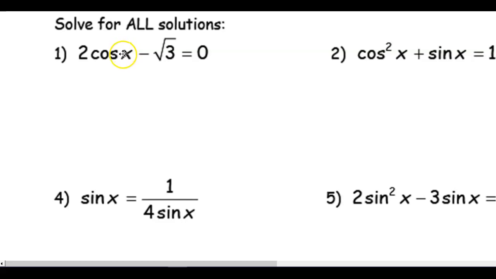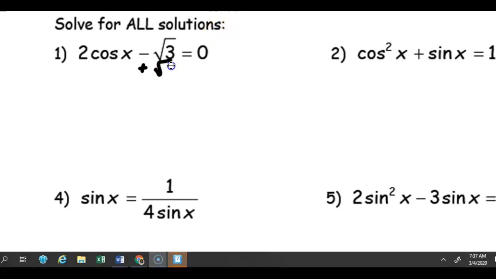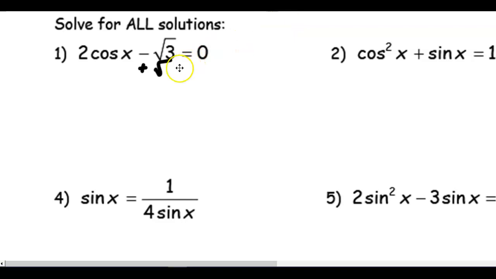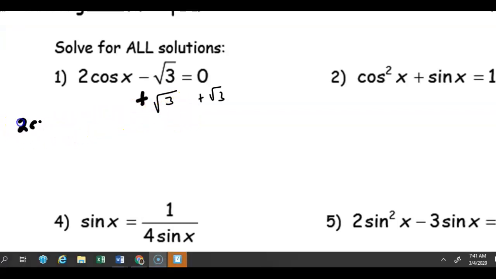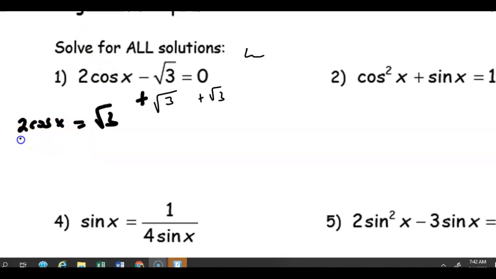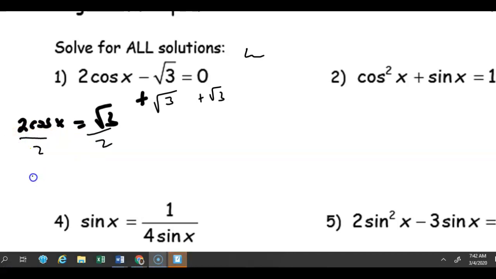Alright, number one here says solve for all solutions: 2 cosine x minus square root of 3 equals 0. We're going to isolate cosine. We're going to start by adding the radical 3 on both sides. So that gives us 2 cosine of x equals radical 3. And now what we want to do is divide by 2 on both sides. So we end up with cosine of x equal to radical 3 over 2.